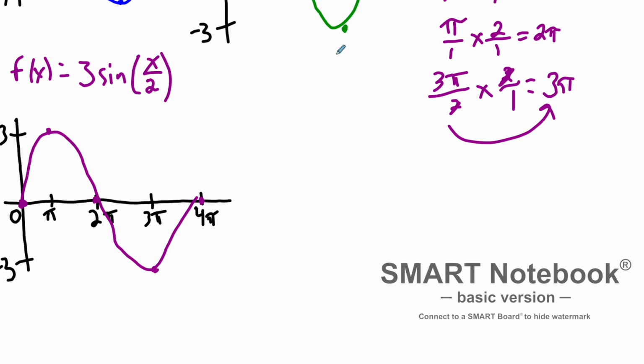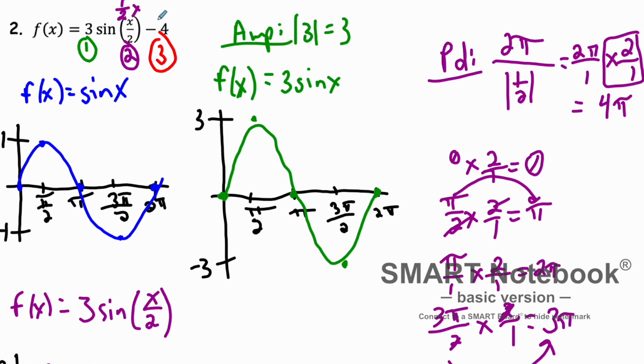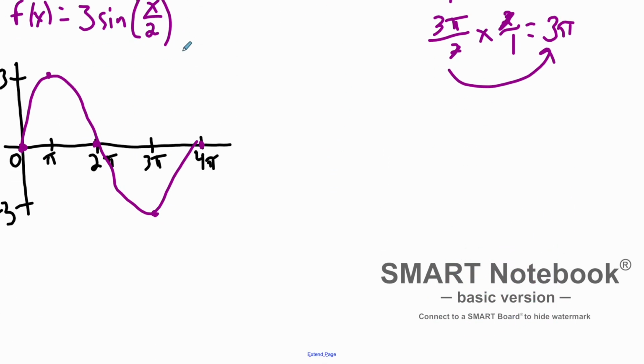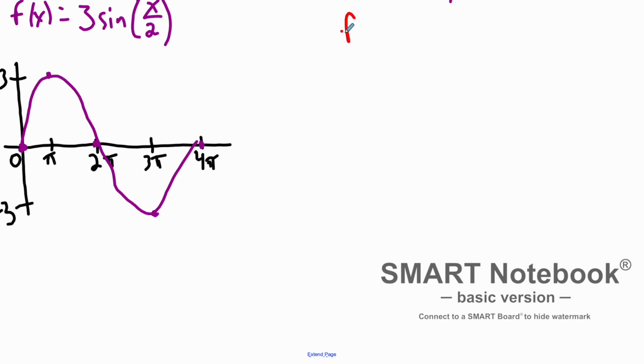All right, last function. Here we go. Last function, we are going to do the -4. All right, so what does -4 do? Well, I'm going to erase this stuff over here just because I want to make sure I have enough room to do this. So hopefully you have that down. If not, rewind it and write it down.